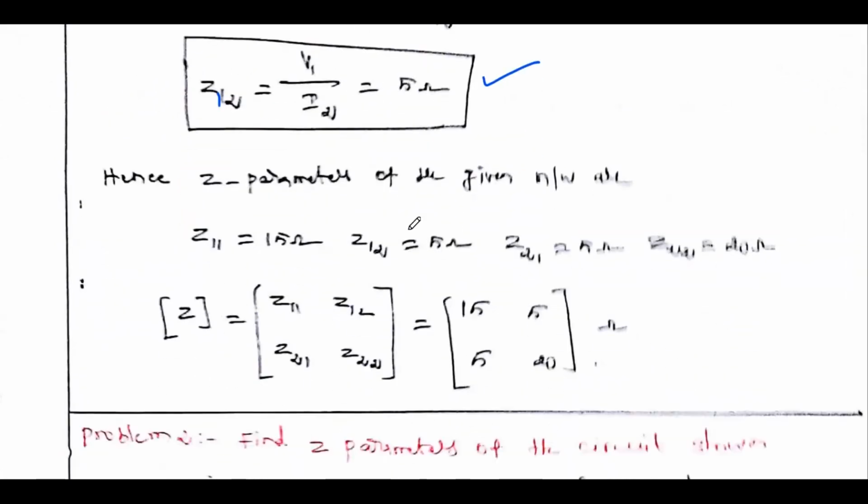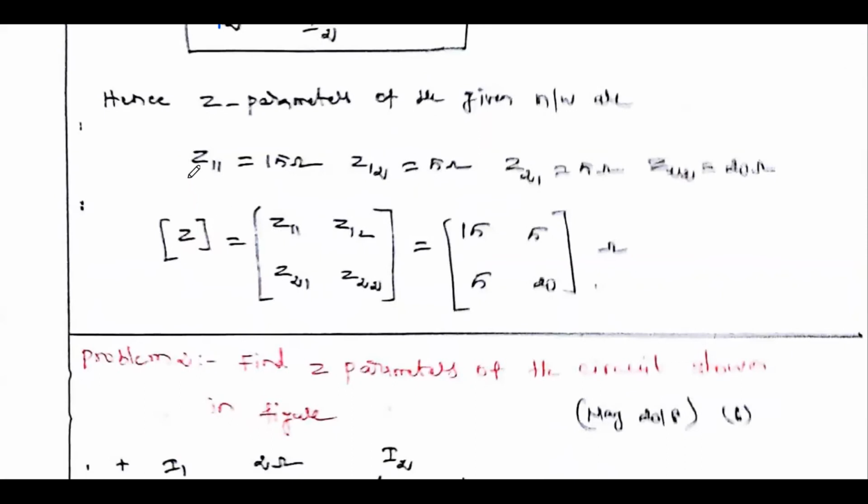Therefore, finally we have to write the total thing. Z11 is 15 ohm, Z12 is 5 ohm, Z21 is 5 ohm, Z22 is 20 ohm. So the 4 Z parameters are calculated, and we may write these Z parameters in matrix form. This is the Z matrix. It's a 2 by 2 matrix: Z11, Z12, Z21, Z22. When written in this matrix form, it is said to be the Z matrix.